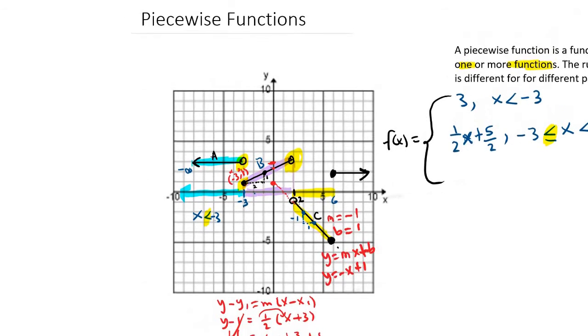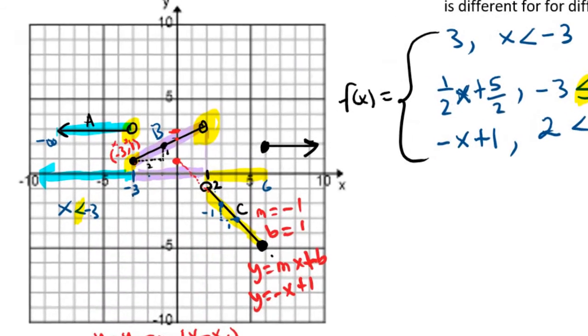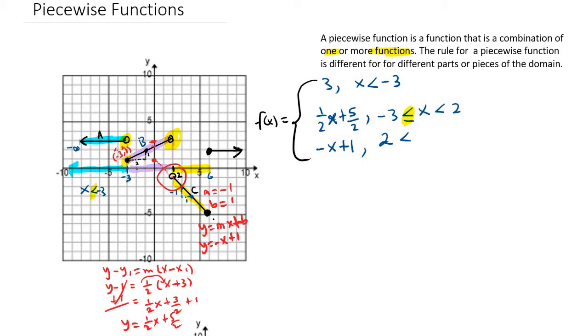So we're going to write that rule over here as f of x equals negative x plus 1. And then the domain is from 2, not negative 2. It's not included. See, if I zoom in again, that 2 right here, let me circle it, is not included. So I am going to say it's just less than, less than x.